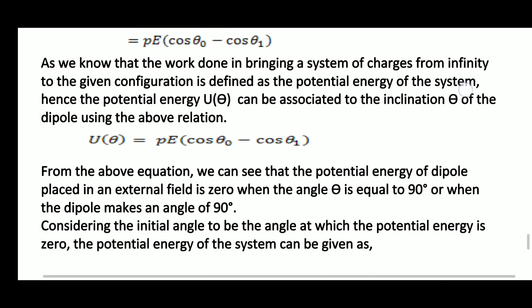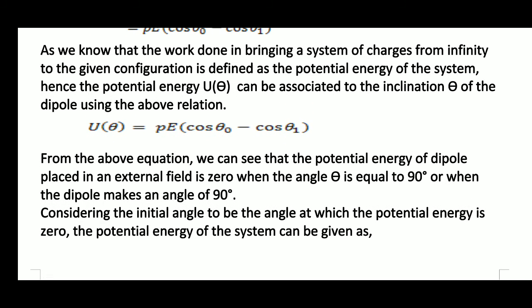As we know, the work done in bringing a system of charges from infinity to the given configuration is defined as the potential energy of the system. Hence, the potential energy U, which depends on theta, can be associated with the inclination theta of the dipole using the above relation, that is pE times the bracket cos theta naught minus cos theta 1.